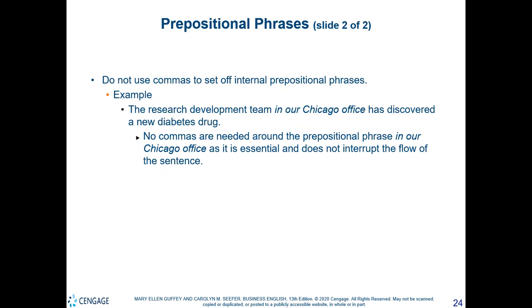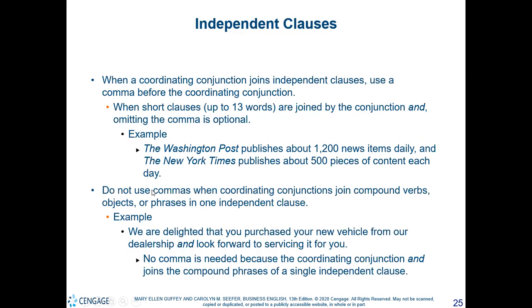Do not use commas to set off internal prepositional phrases. Example: The research and development team in our Chicago office has discovered a new diabetes drug. No commas are needed around the prepositional phrase, in our Chicago office, as it is essential and does not interrupt the flow of the sentence. When coordinating conjunctions join independent clauses, use a comma before the coordinating conjunction.